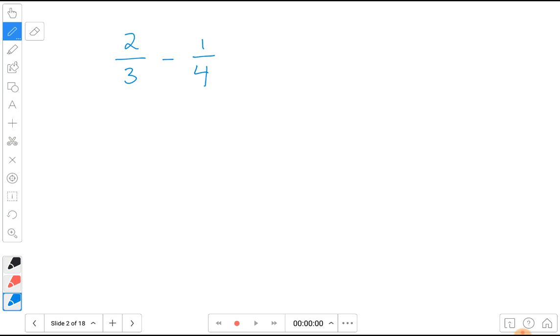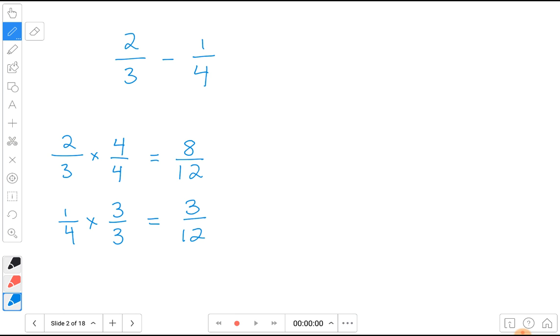So what are we going to do? We're going to take 2/3 and multiply it by something to get something over 12. We decided 12 is the LCM of 3 and 4. 3 times what equals 12? 3 times 4. Multiply the denominator by 4, multiply the top by 4. 2 times 4 is 8. So there's one of them. For 1/4, we need to multiply by something to get 12 in the denominator. 4 times 3 equals 12, so we multiply 1 by 3 in the numerator, so 3/12.